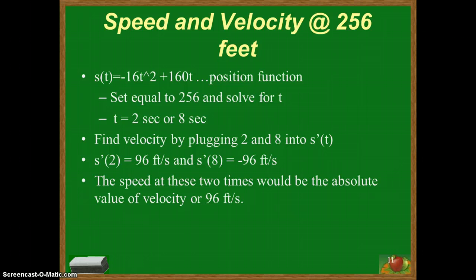Take 2 and plug it into our velocity equation, s prime of 2, which remember equals negative 32t plus 160, yields a velocity at 2 seconds of 96 feet per second, and at 8 seconds, negative 96 feet per second, which makes sense because it's coming towards Earth at 8 seconds. The speed at these 2 times would just be the absolute value of velocity, or 96 feet per second.